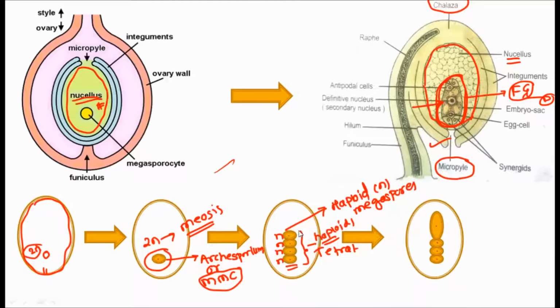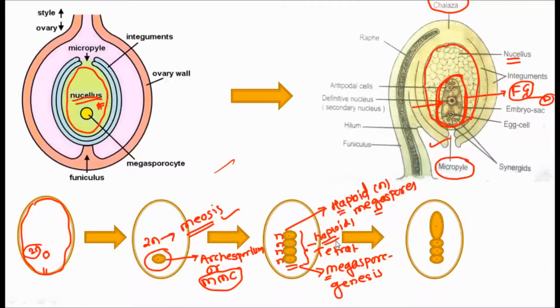Now, this process of formation of tetrad or haploid megaspores from a single cell is known as megasporogenesis. You should carefully remember this. This is a very important step in which the haploid megaspores are formed from the diploid cell through the process of meiosis. This process is called megasporogenesis.